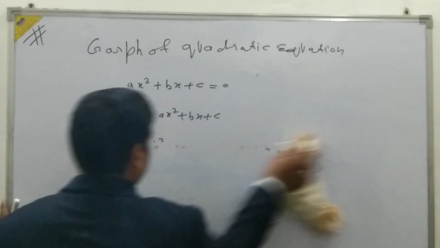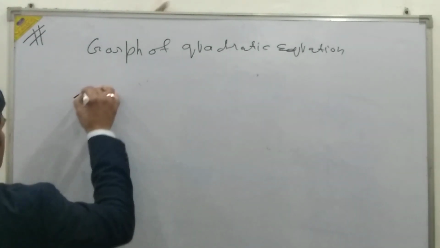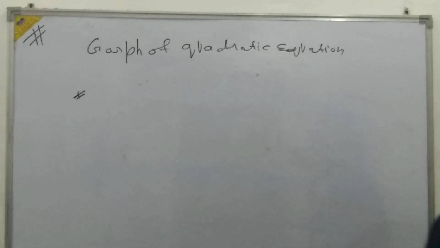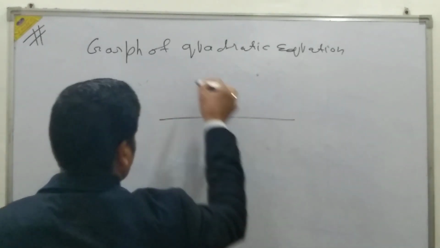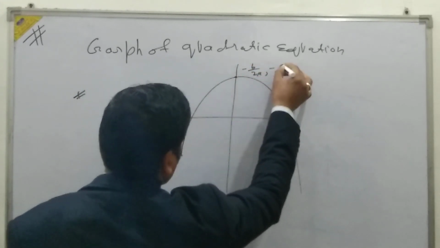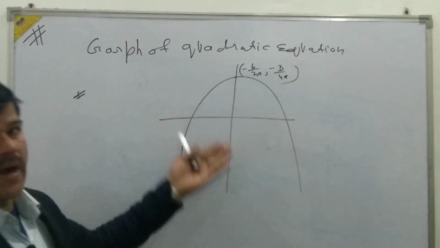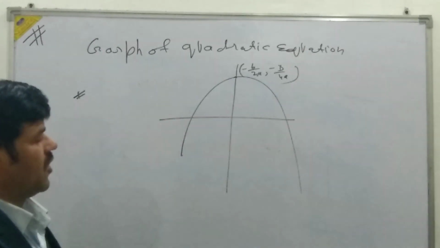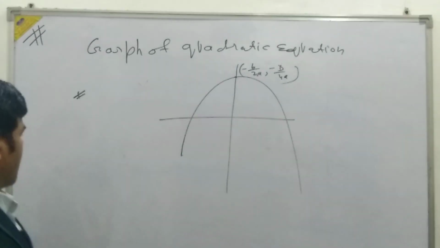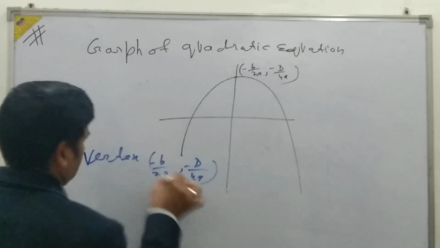Next point, write down. This point is called the vertex: minus b by 2a comma minus D by 4a. This is the vertex of a parabola. The lowest point or highest point is called the vertex of the parabola, depending upon the leading coefficient.